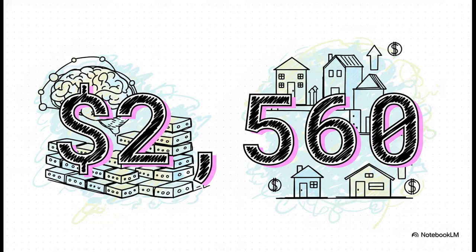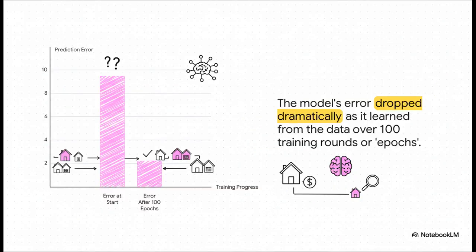Well, the model landed on a mean absolute error of 2.56. In this particular dataset, that means that, on average, its final prediction was off by just $2,560. For something as tricky as a house price, that's remarkably good. And you can really see that whole learning journey right here. On the left, when the model first started, its error was huge. I mean, it was basically just guessing randomly. But as it went through those 100 training rounds, you can just see that error bar plummet, which proves it was really, truly learning from the data.